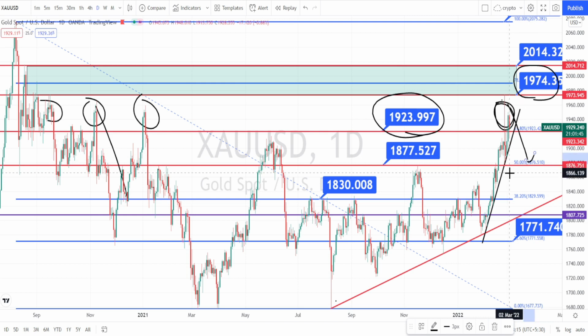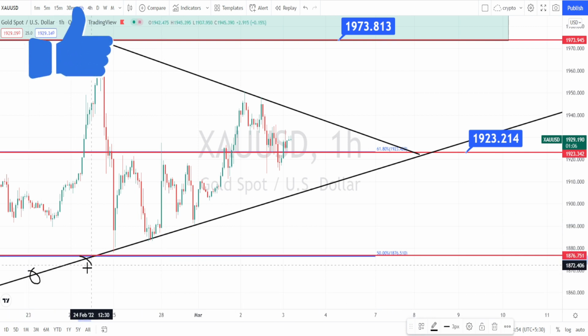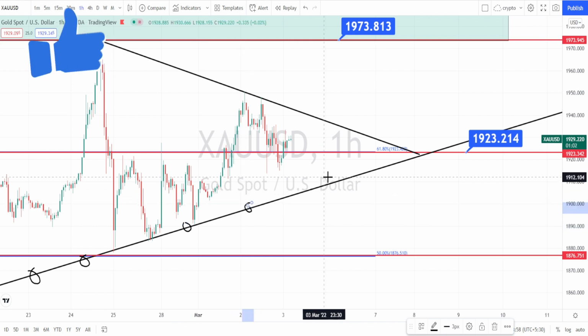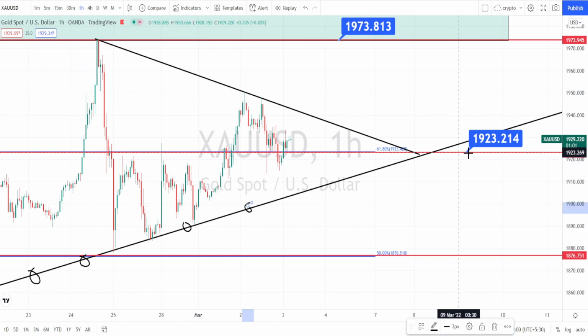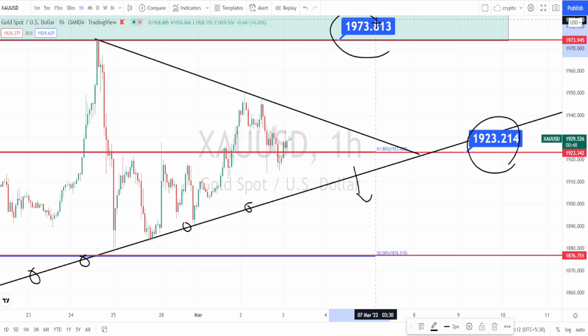Let us do the analysis in hourly time frame. I'm in hourly time frame now. When we analyze the price action in hourly time frame, there is a trend line or the support line from the daily time frame holding the price action from falling down on the bearish side. And when we look at the current price action, it is trading above the support level of 1923, but it is trading below the resistance level of 1973.